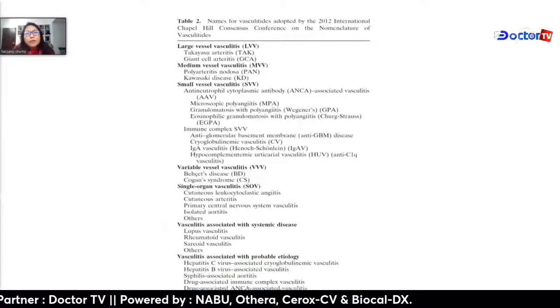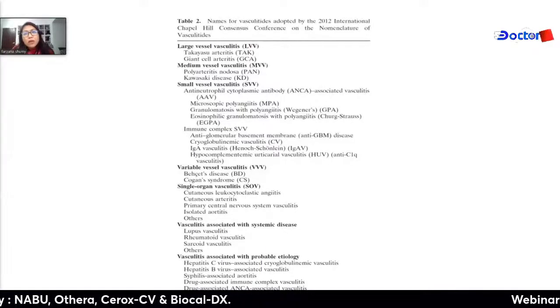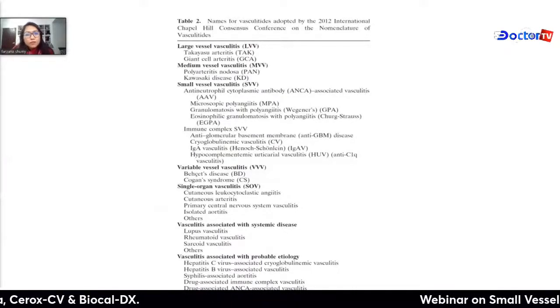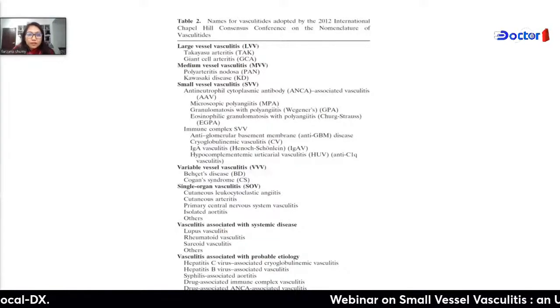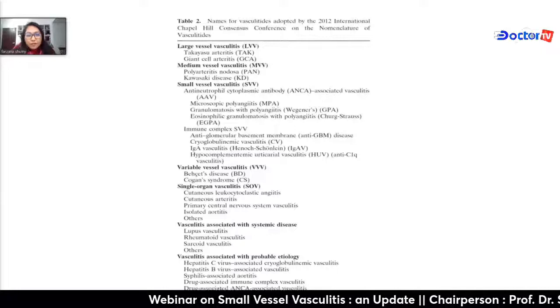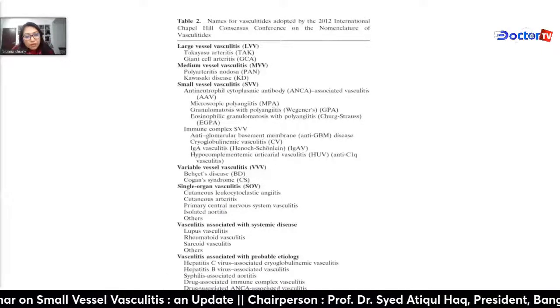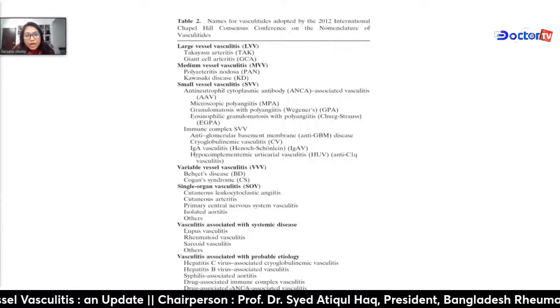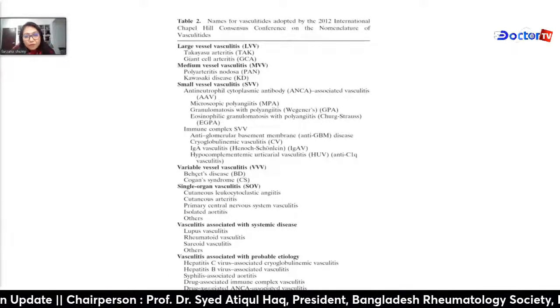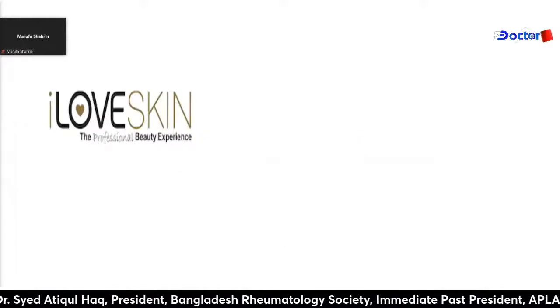And this is the Chapel Hill Consensus Conference nomenclature of vasculitis in 2012. These are the vasculitides: large vessel, medium vessel, small vessel, variable vessel, single organ vasculitis, vasculitis associated with systemic disease, and vasculitis associated with probable etiology. And it has been nicely described by my previous presenter, Dr. Tania Kobir.